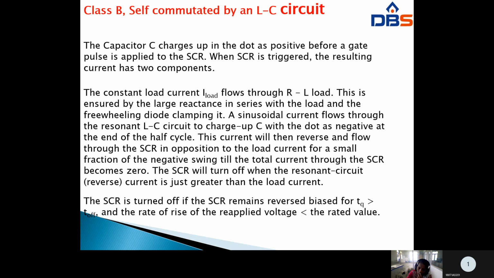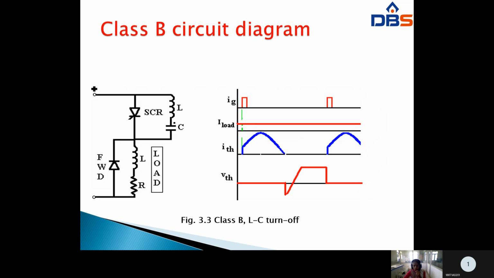So the SCR is turned off. The SCR remains reverse biased for time tq, where tq is greater than t off, and the rate of rise of the reapplied voltage is less than the rated value. So this is the class B circuit.